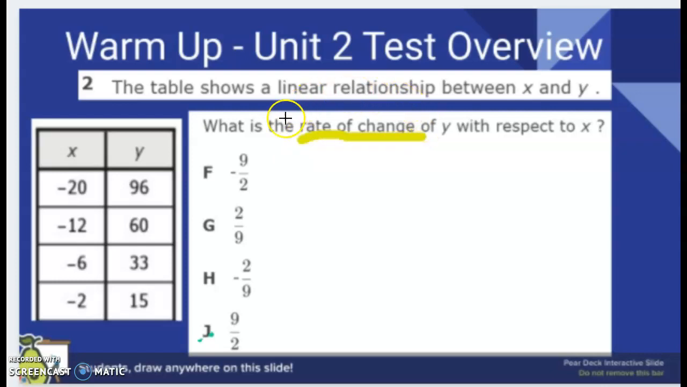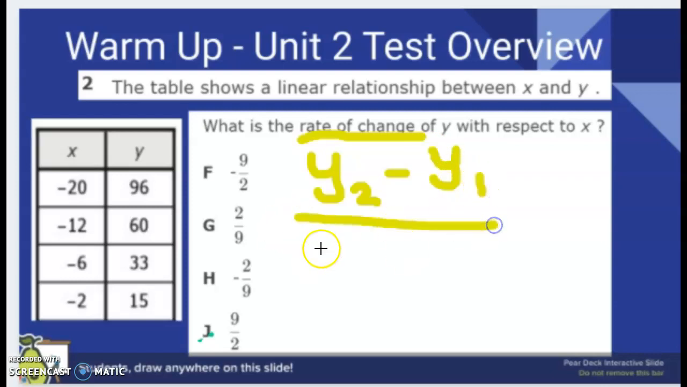Okay, if we move on to question 2, the key word in this question is rate of change. If you remember, rate of change is another name for slope. So if you use your slope formula, y2 minus y1 over x2 minus x1, I'm writing this for you because it can be found on your star chart. It is not something that you have to memorize, okay?